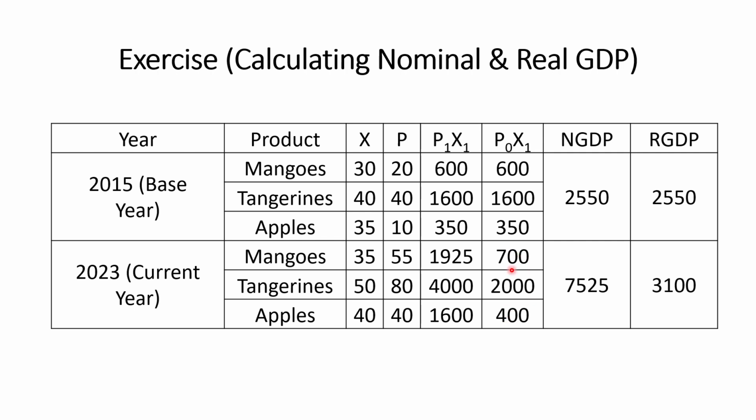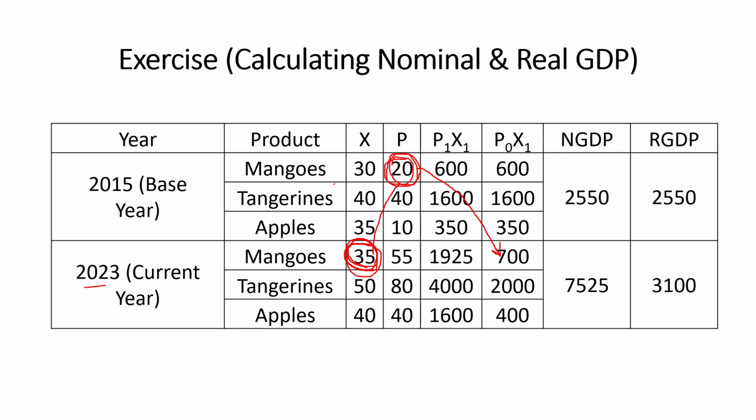Now comes the question of how we get this. To get this, just imagine that here 35 is the number of produced mangoes in 2023. So we have to multiply 35 by the price of mangoes in 2015, which is 20. So we multiply 35 by 20 and we get this value, 700.